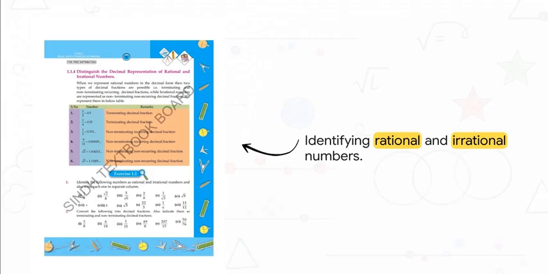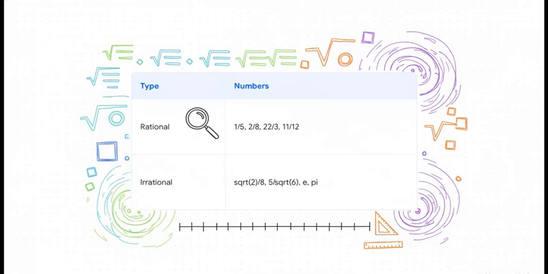All right, armed with that golden rule, it's time for workshop mode. We are looking directly at exercise 1.1, question 1, which asks us to identify and sort a pretty long list of numbers into rational and irrational columns. And classifying these is super fast now. The rational column gets all those clean fractions of integers, 1/5, 2/8, 22/3, and 11/12. If you divide them, they're either going to stop or repeat neatly.